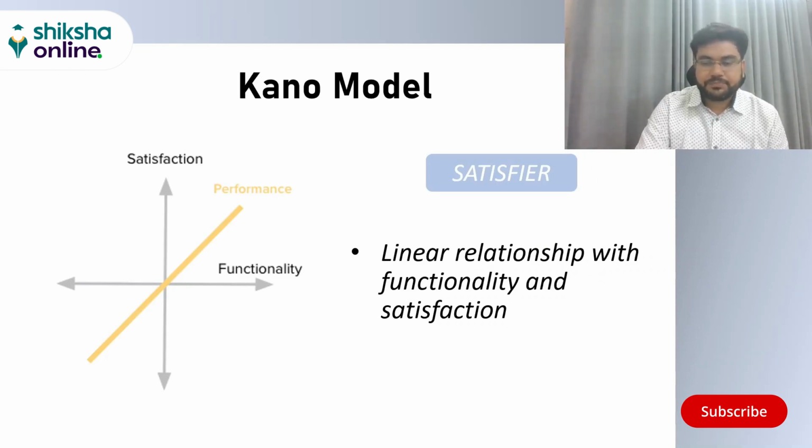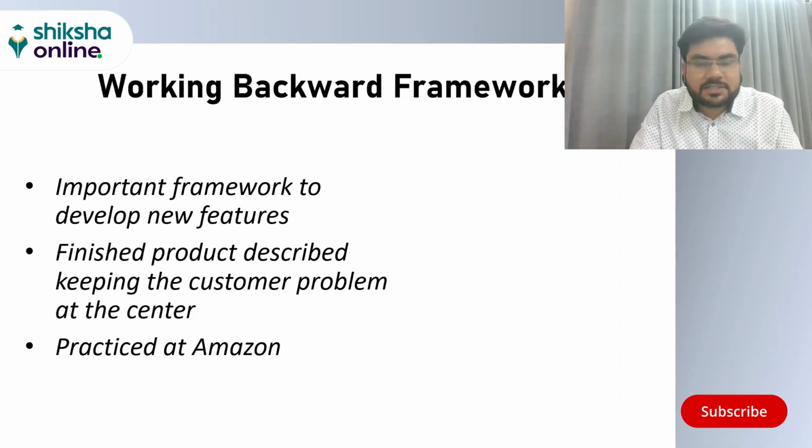The next framework that we discuss over here is the working backward framework, which has been used and popularized by Amazon. What happens at Amazon in terms of developing a product feature is that a finished product is described, keeping the customer problem at the center. Then the problem is taken up from there and worked backwards so as to arrive at the product requirement and how the product will be developed.